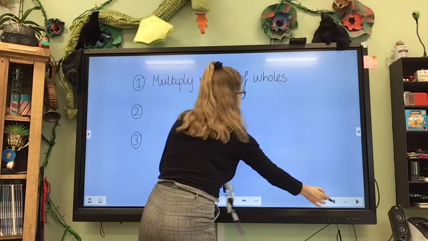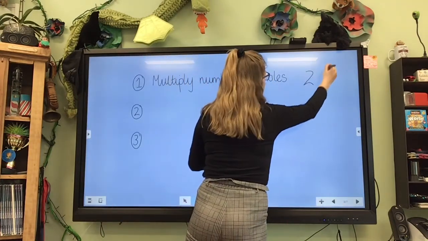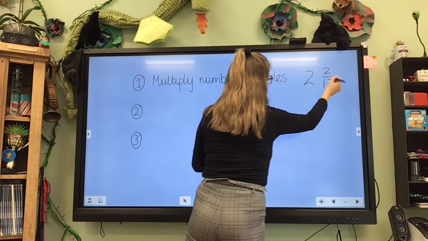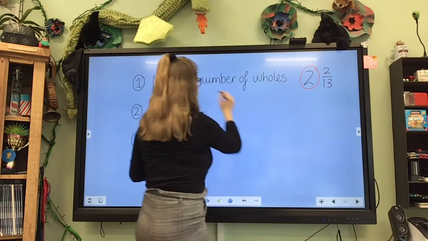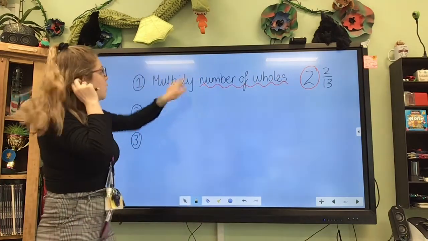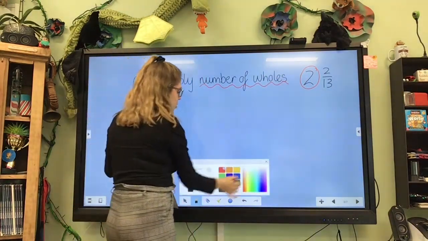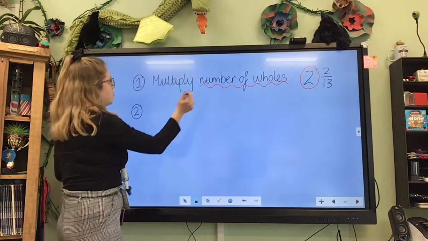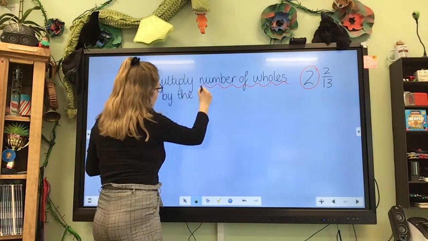So the question we had before was 2 and 2/13, for example. And our number of wholes is this red here. So I scribble that in red so I know what I'm talking about. Number of wholes is that part of our mixed number, okay? What about step 2? Once you've done that, multiply number of wholes by the integer.